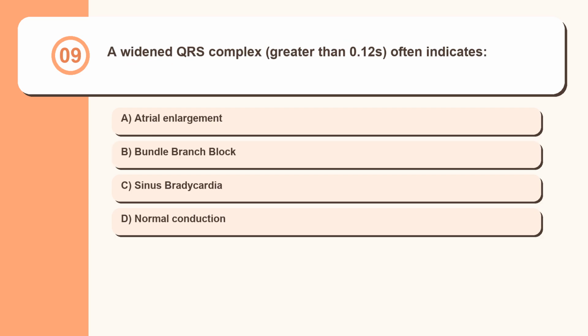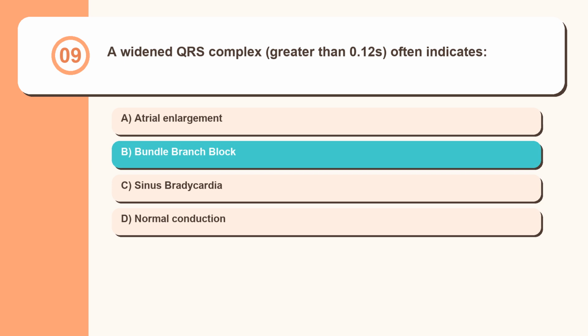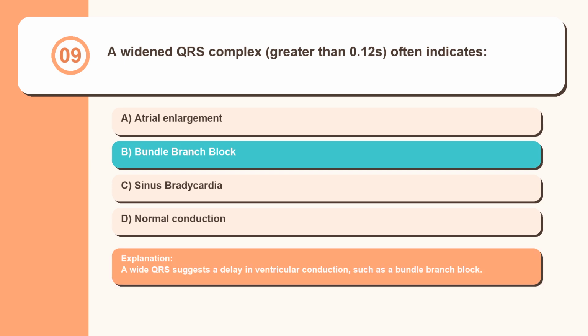Question 9. A widened QRS complex, greater than 0.12 s, often indicates atrial enlargement, bundle branch block, sinus bradycardia, normal conduction. A wide QRS suggests a delay in ventricular conduction, such as a bundle branch block.